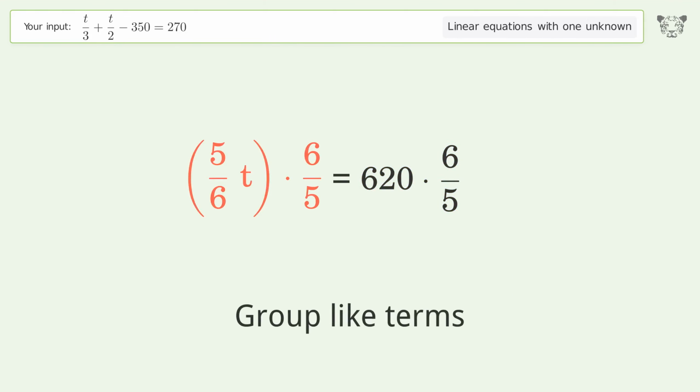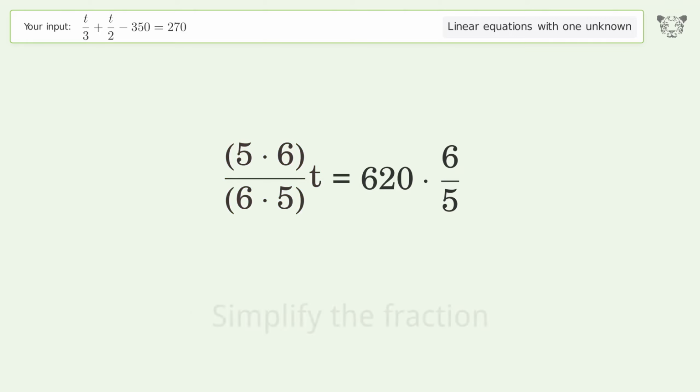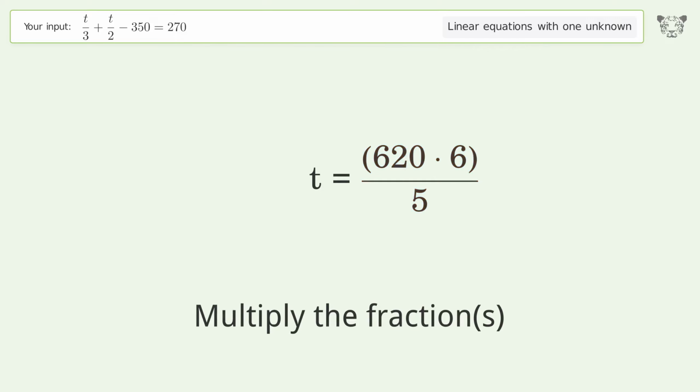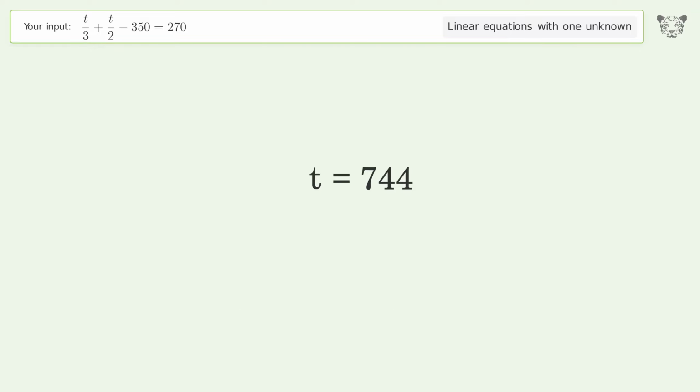Group like terms. Multiply the coefficients. Simplify the fraction. Multiply the fractions. Simplify the arithmetic. And so the final result is t equals 744.